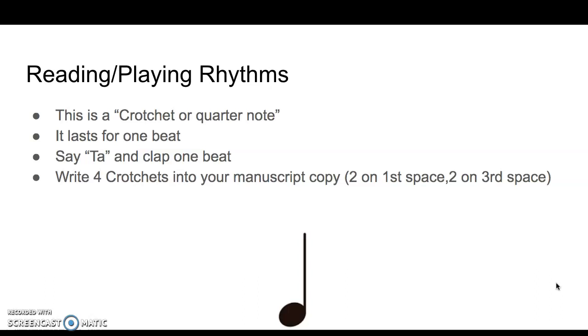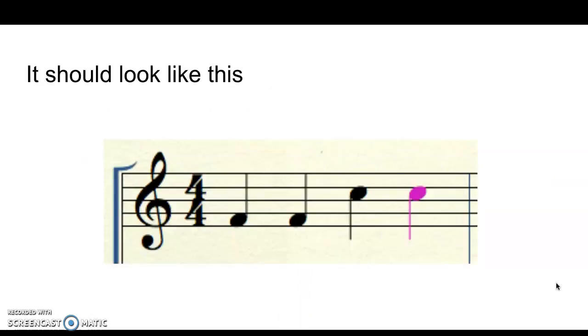Just for practice, and again I have it indicated here, we will do this in class. Write 4 crotchets into your manuscript copy, 2 on the 1st space, 2 on the 3rd space. It should look like this. Take note again, when you go above the 3rd line, the stem comes down from the left-hand side. When you're below the 3rd line, the stem goes up from the right-hand side.